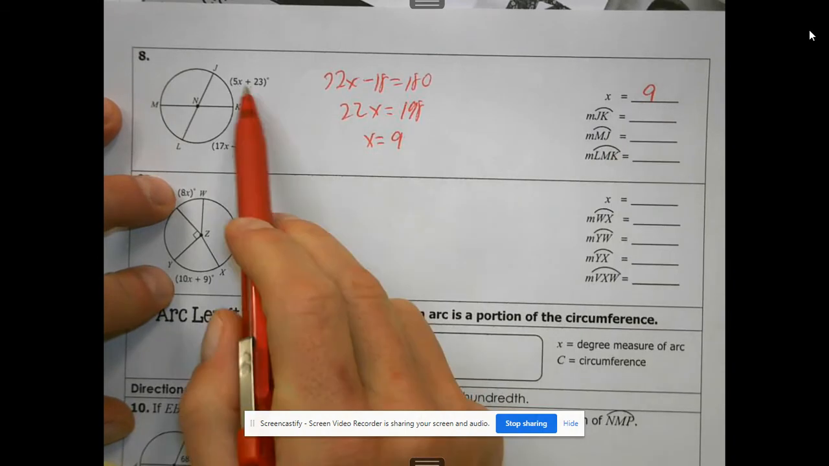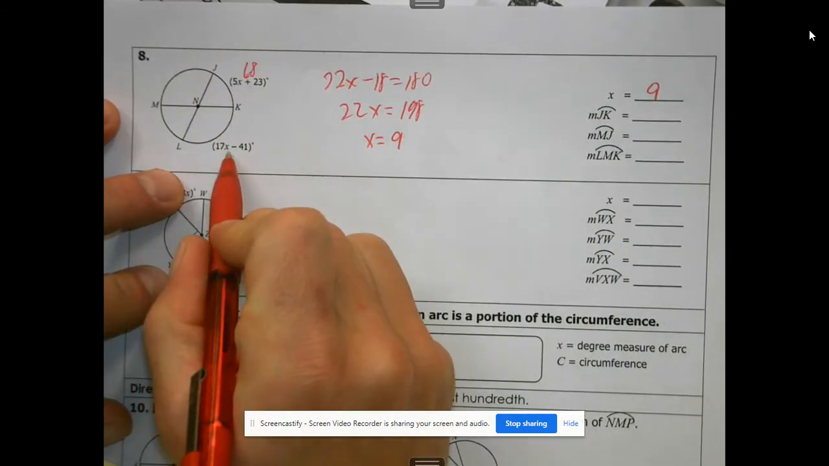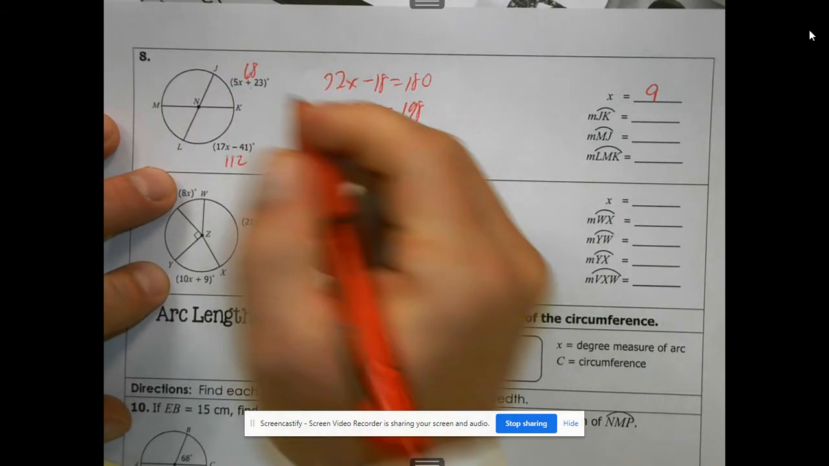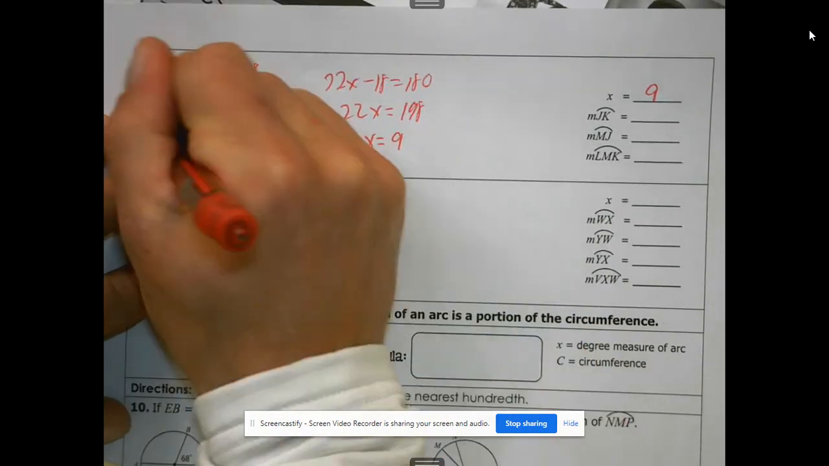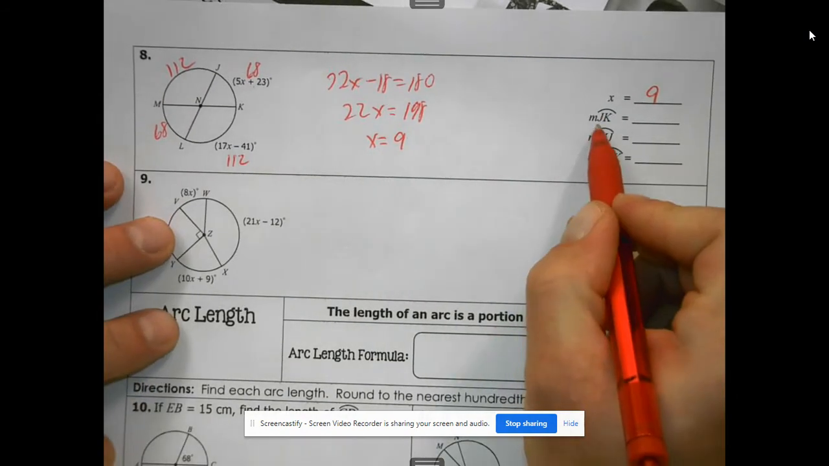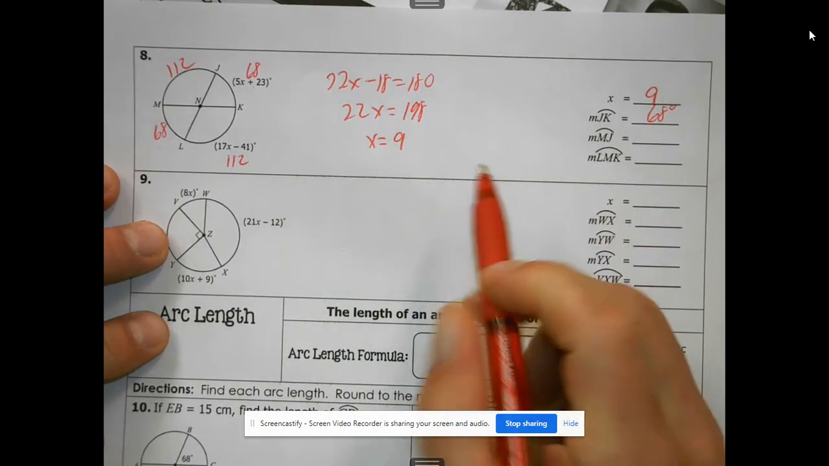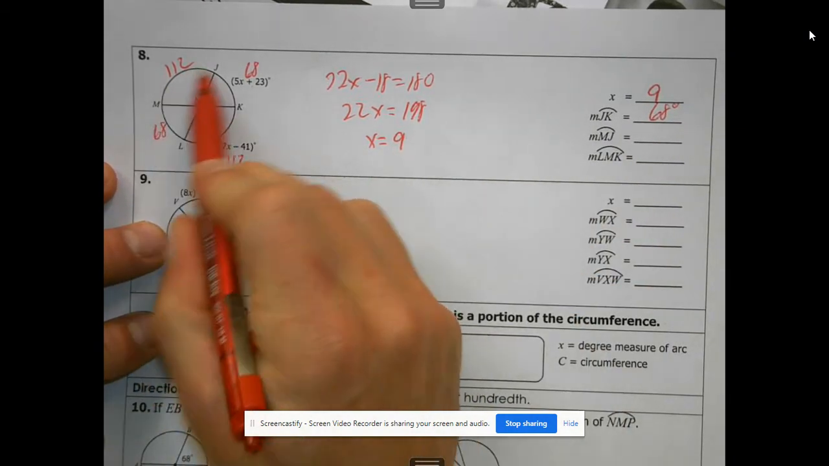Plugging that 9 back in, this gives me 68. Plug 9 back in here, that's 112. Then vertical angles. 112, 68. Questions? Measure of arc JK, 68. Measure of arc MJ, 112.